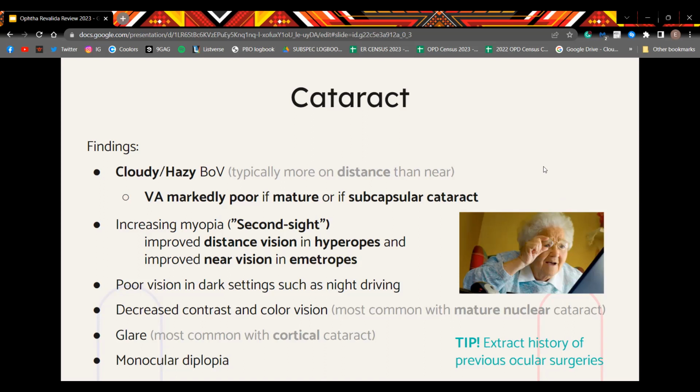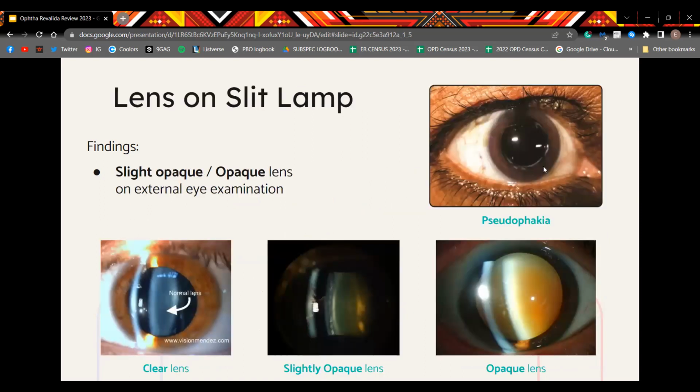Nag-undergo na siya ng phacoemulsification. So on slit lamp, ang makikita mo would be a slight opaque or opaque lens on external eye examination. So ito yung mga itsura ng mga different lens status, no? Kapag na-operan yung mata niya, natanggal na yung cataract, so pseudophakic na siya. This would appear as parang very clear yung lens niya kasi artificial na eh. Parang unnaturally clear or transparent yung lens.